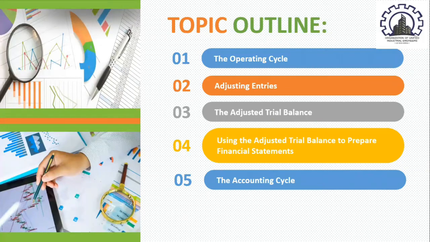First, that would be the operating cycle. Second, we will also be discussing the adjusting entries. Third, we have the adjusted trial balance. Fourth, that will be using the adjusted trial balance to prepare financial statements. And finally, that would be the accounting cycle.